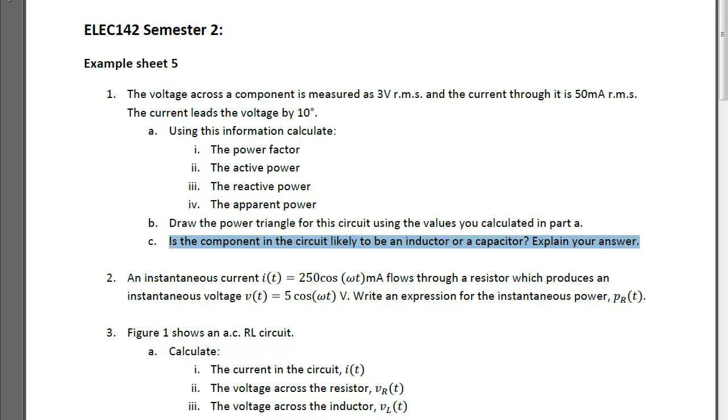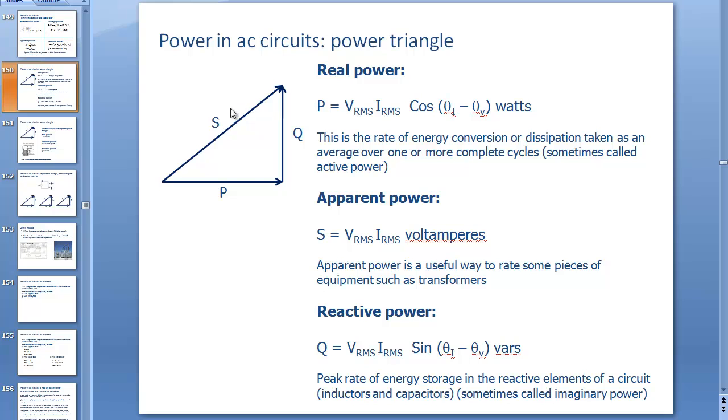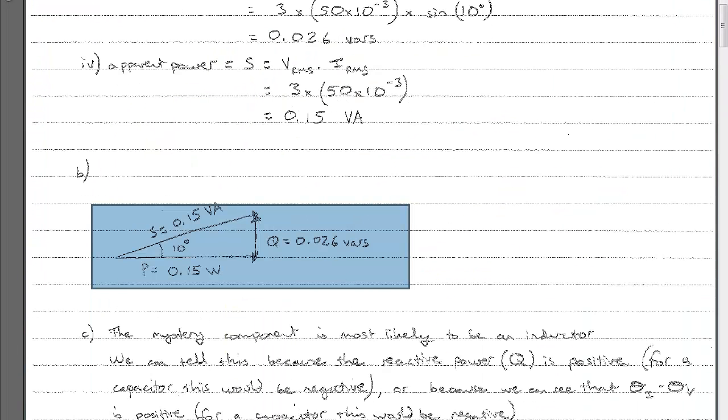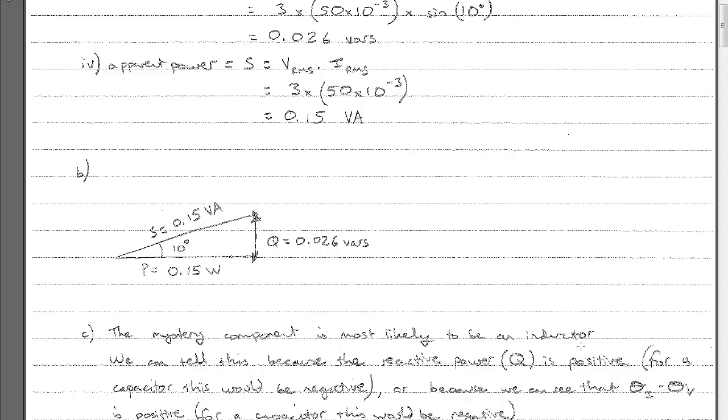I've just said, when I was introducing this, that Q is going to be positive for an inductor and negative for a capacitor. So the power triangle would be a mirror image about P if it was a capacitor. That really gives us our clue. Because Q is positive, we know that it's most likely to be an inductor. So that's what I've done. The mystery component is most likely to be an inductor. We can tell this because the reactive power Q is positive. For a capacitor, this would be negative.